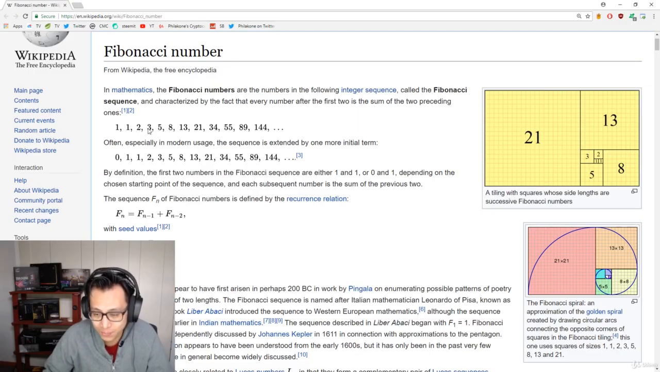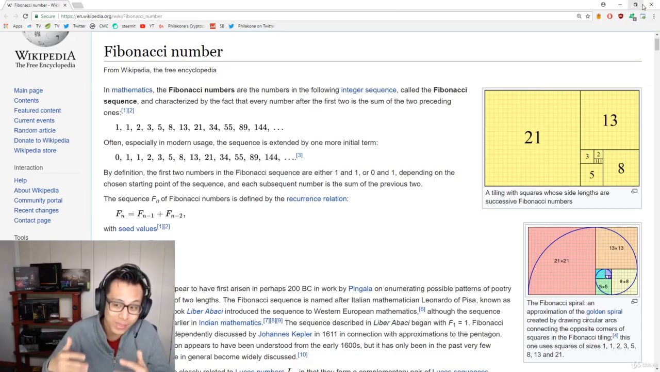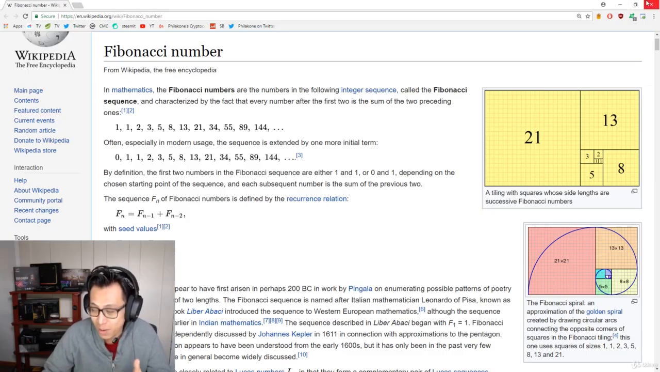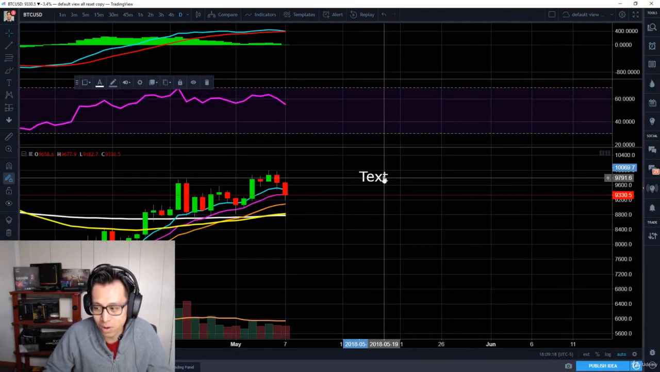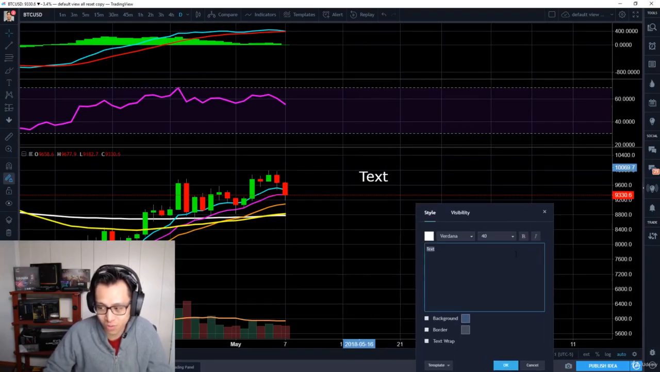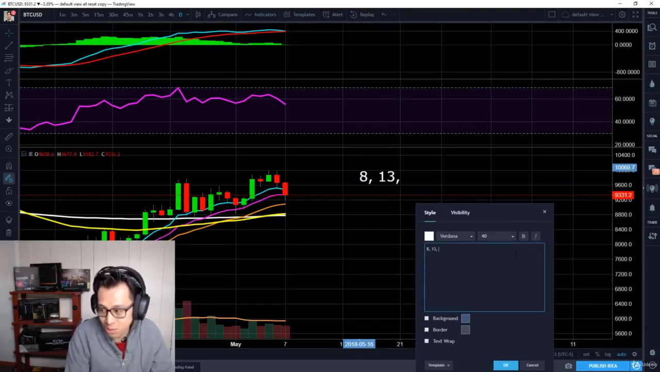2 plus 3 is equal to 5. 5 plus 8 is equal to 13. 13 plus 21 is equal to 34. 21 plus 34 is equal to 55, and so on, right? You take the past two numbers, you add them up, and that's how you're getting your sequence of numbers that comes after it. So what I personally use is a number that's according to the Fibonacci, right? I personally use 8, 13, 21, 55, 100, and actually 200.